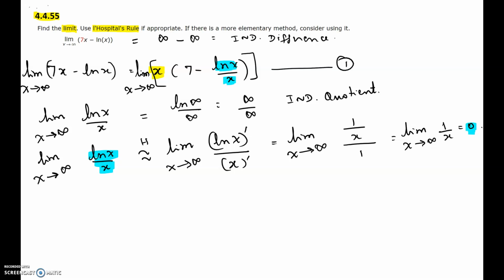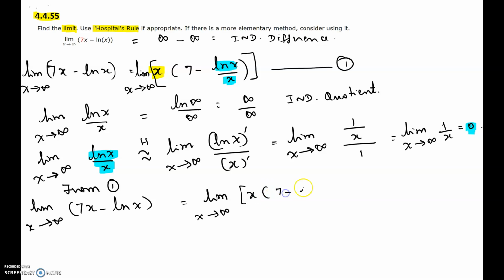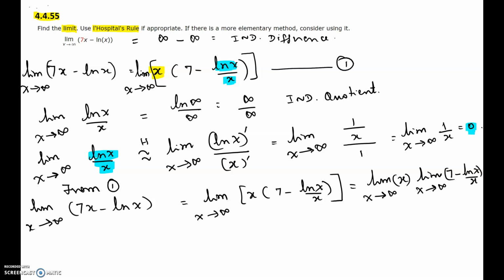Now getting back to the original step, the limit as x approaching infinity of 7x minus ln x, which is the limit as x approaching infinity of x times (7 minus ln x over x). That is nothing but the limit of x times the limit as x approaching infinity of 7 minus ln x over x. What we are doing is distributing the limit over this product. We have a product here, so we are finding the limit of x times the limit of 7 minus ln x over x.